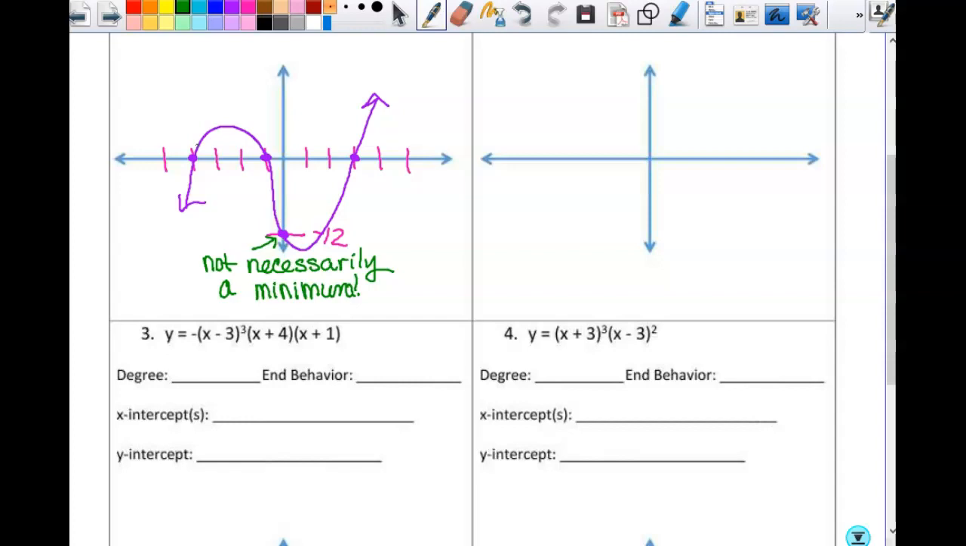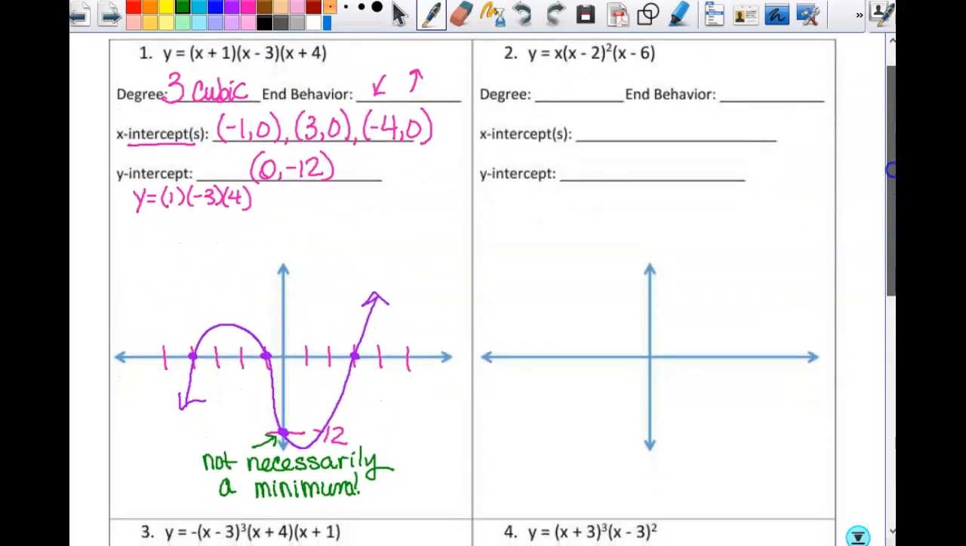Exactly. Yes, exactly. It could be decreasing until -12 and then start increasing because I don't know for sure. But I would know at least that it's decreasing between here and here. It would have to be. Does that make sense? Okay. Anything else? Good question. All right, so let's look at the next one.